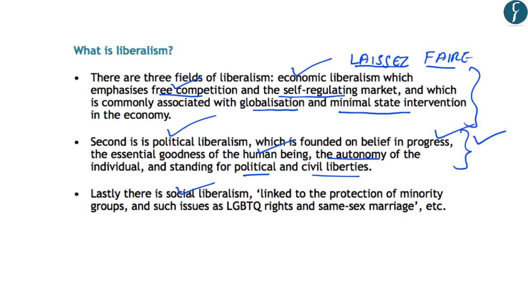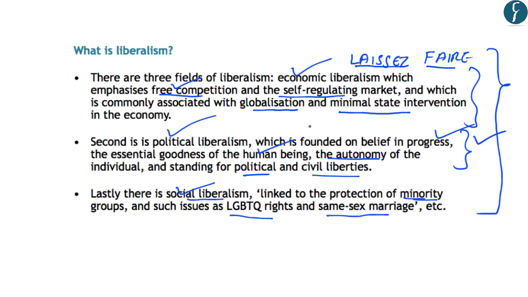And lastly, there is third strand which is known as social liberalism. And this social liberalism is linked to the protection of minority groups and also on various social issues, for example, the rights of the LGBT community, and also focuses on same-sex marriages, etc. So mainly there are three strands of liberalism, which are economic liberalism, political liberalism and social liberalism.